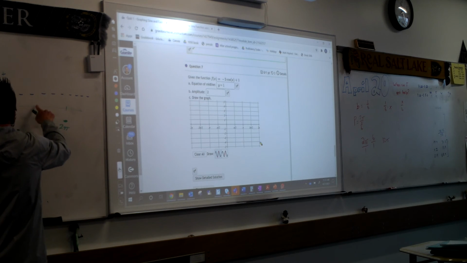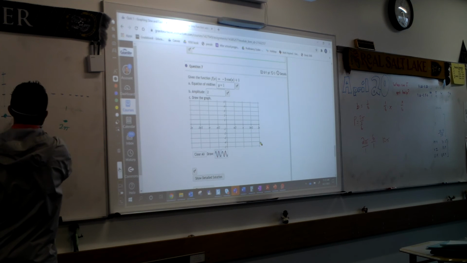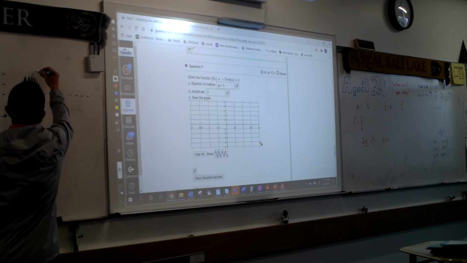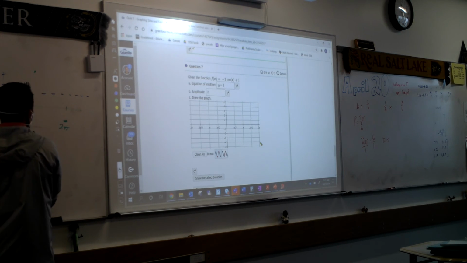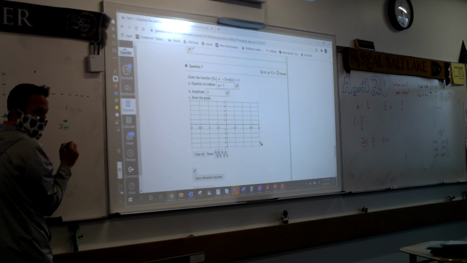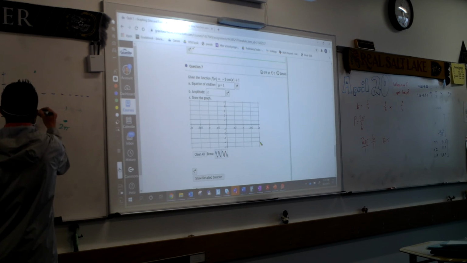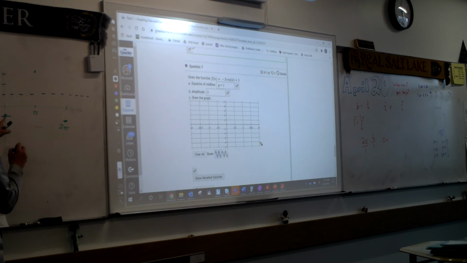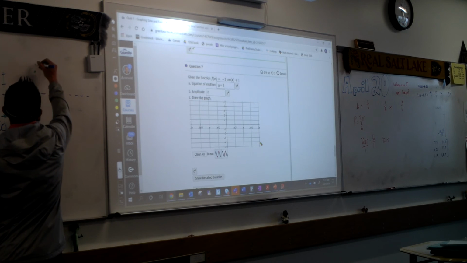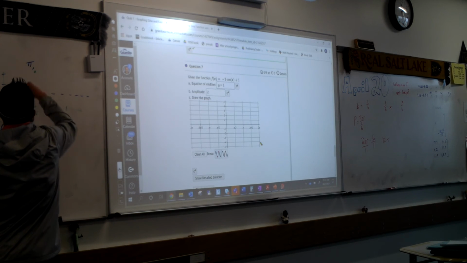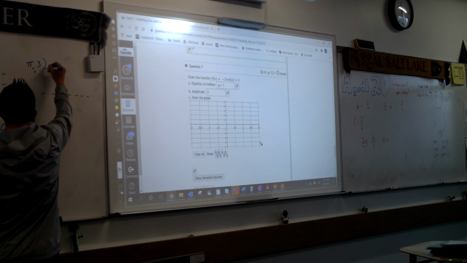Well then, when am I going to be at my maximum point? It's going to be halfway there. What is half of 2 pi? Just 1 pi, right? Okay, so what I have here is I've got this point. It's at 0, -1. And then I've got this point, which is over, the x value is pi, and the height is 1, 2, 3.